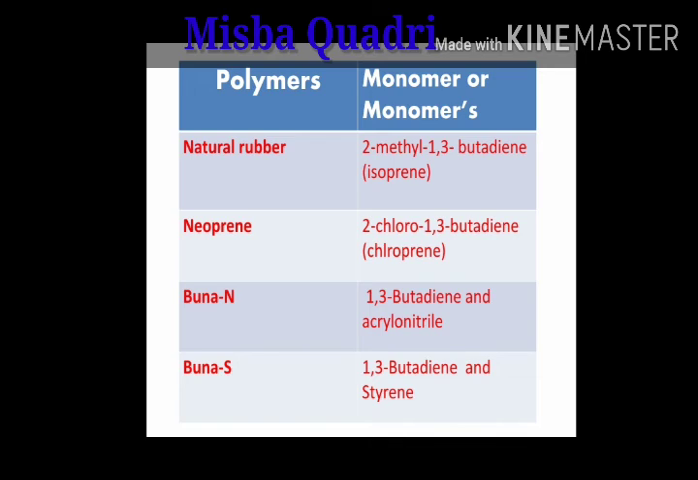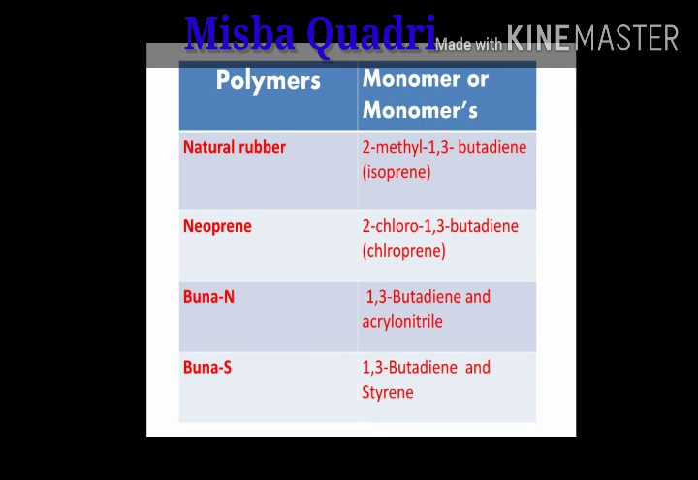Next, we are going to see some of the types of rubbers. First, natural rubber. For natural rubber, the monomer unit is 2-methyl-1,3-butadiene. It is commonly called isoprene. You can also write isoprene or 2-methyl-1,3-butadiene. Next, synthetic rubber. There are three synthetic rubbers we are taking: neoprene, Buna N and Buna S. For neoprene, 2-chloro-1,3-butadiene. It is commonly called chloroprene.